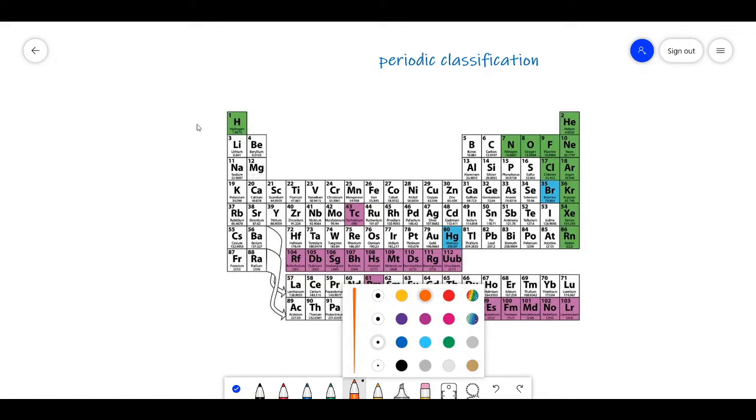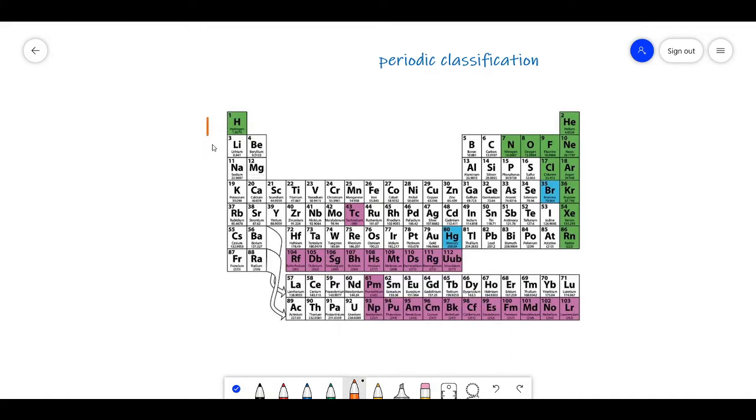In the periodic table we have 7 periods and 18 groups. This is called the first period, this is the second period, this is third, fourth, fifth, sixth, and seventh. The first one is called the shortest period, and the second and third are called short periods. The first contains only two elements, whereas the second contains eight elements.